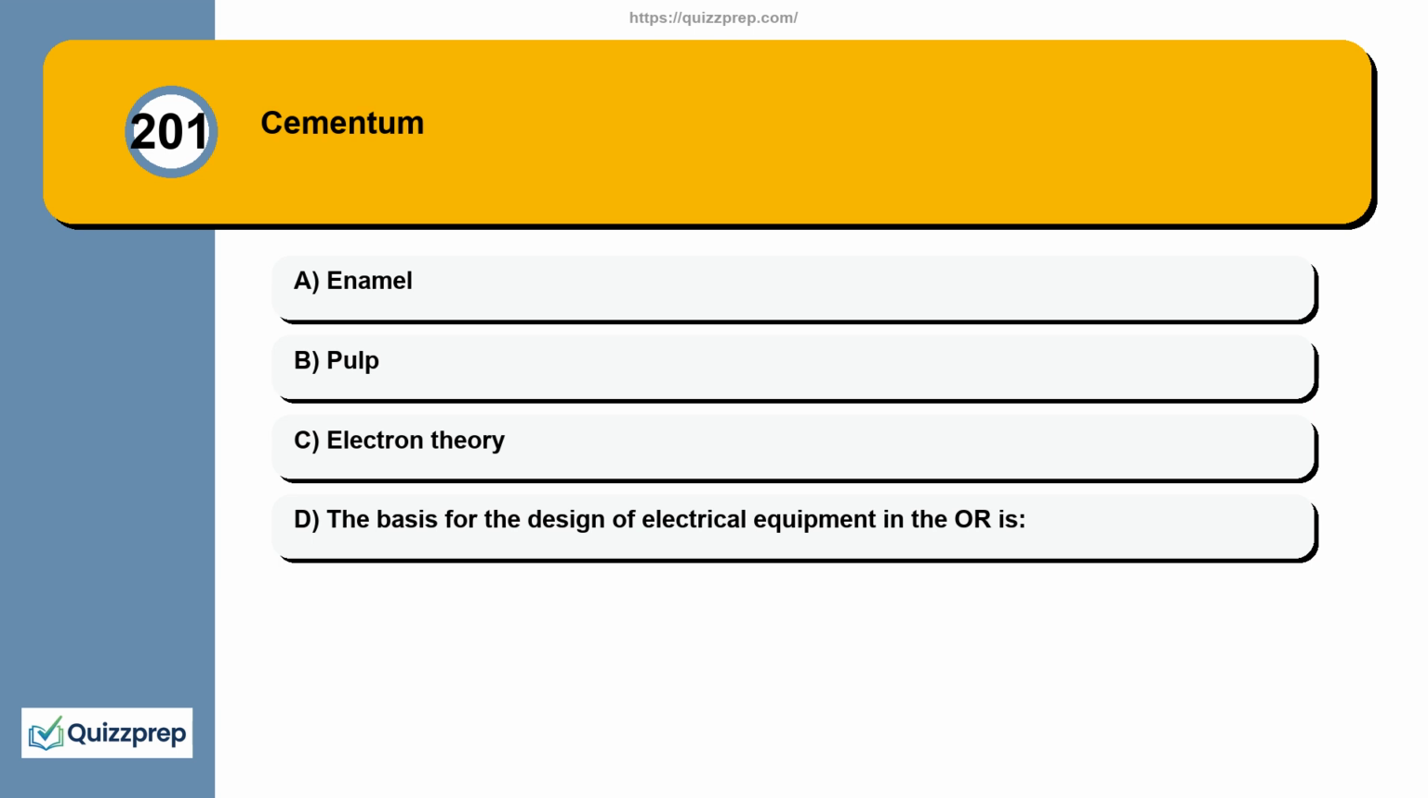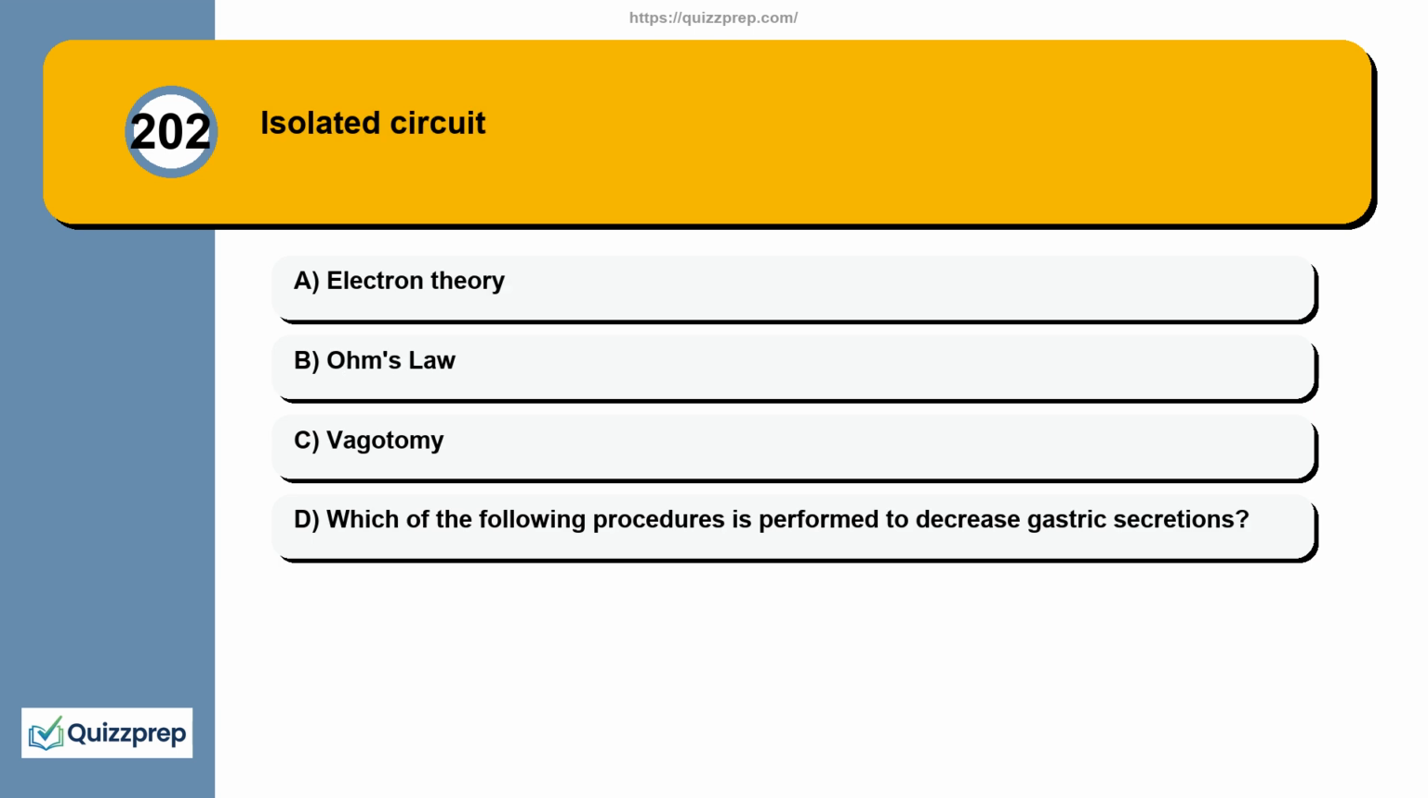The correct answer is option N/A. Question 202: Isolated circuit, option A; electron theory, option B; Ohm's law, option C; vagotomy, option D. Which of the following procedures is performed to decrease gastric secretions?